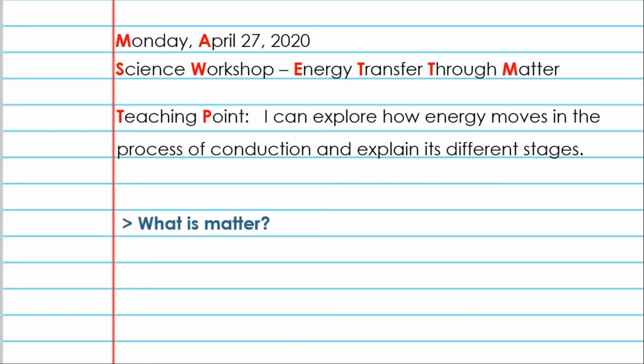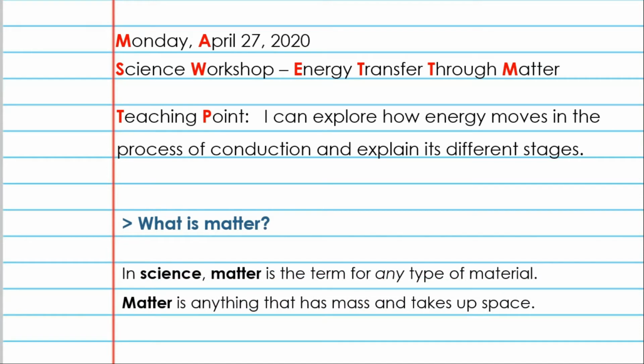But I can actually read in our lesson name, energy transfer through matter, right? We already know about energy transfer, when one body or system passes some energy into another one, right? But what is actually matter? So let's take a look. In science, matter is the term for any type of material. So basically everything is matter. Matter is anything that has mass and takes up space. Even air can be considered matter. Even though we cannot see it, it actually has weight and occupies a space. That is to say, it has a volume.